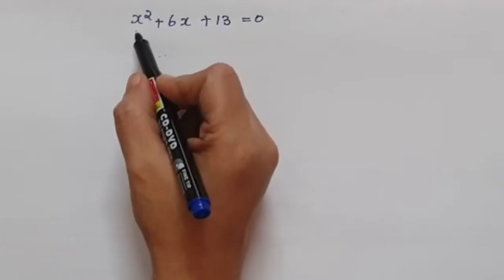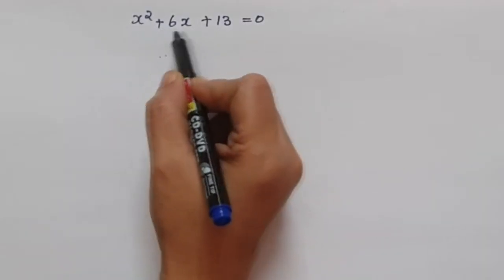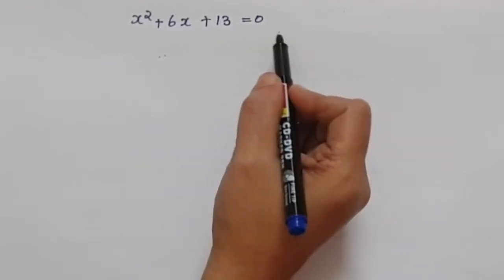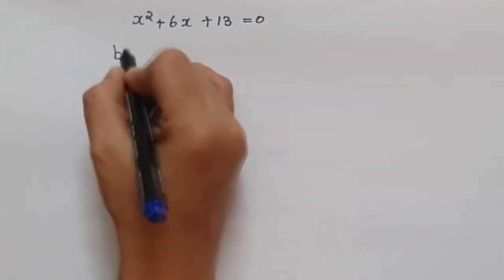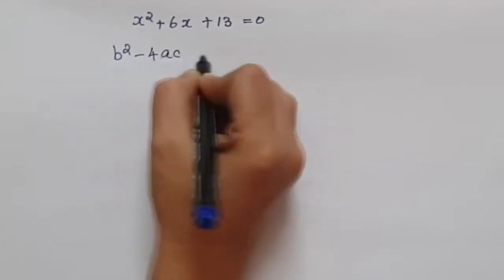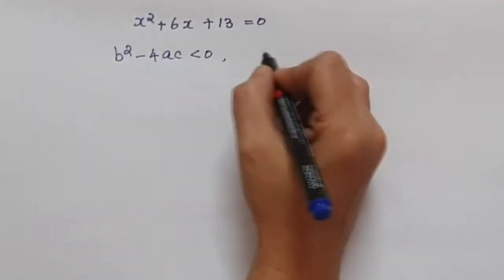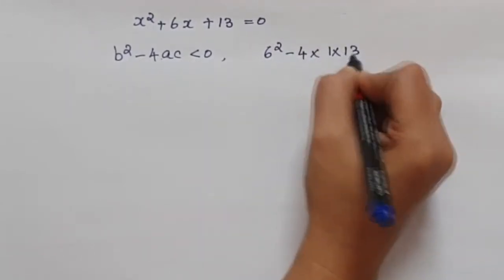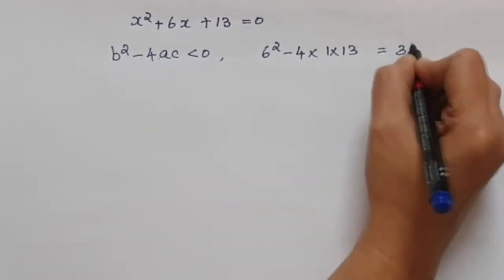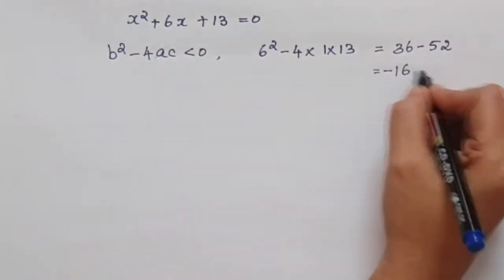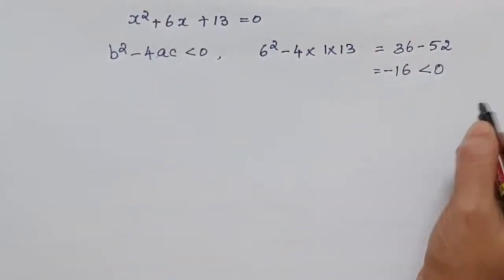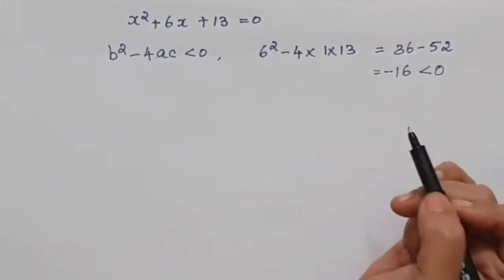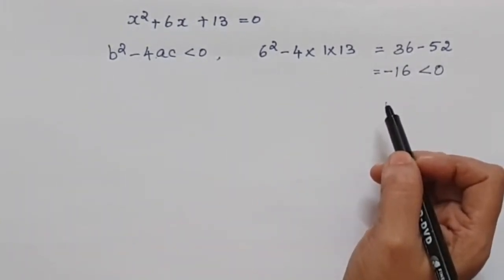Complex numbers. The quadratic equation x squared plus 6x plus 13 equals 0 does not have real roots, as b squared minus 4ac will be less than 0. Let us try. b squared is 6 squared minus 4 into a into c. So it is 36 minus 52, which is minus 16, which is less than 0.